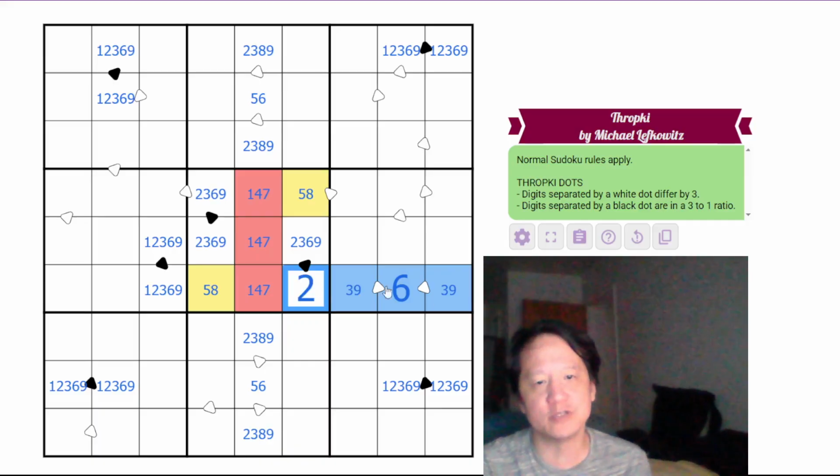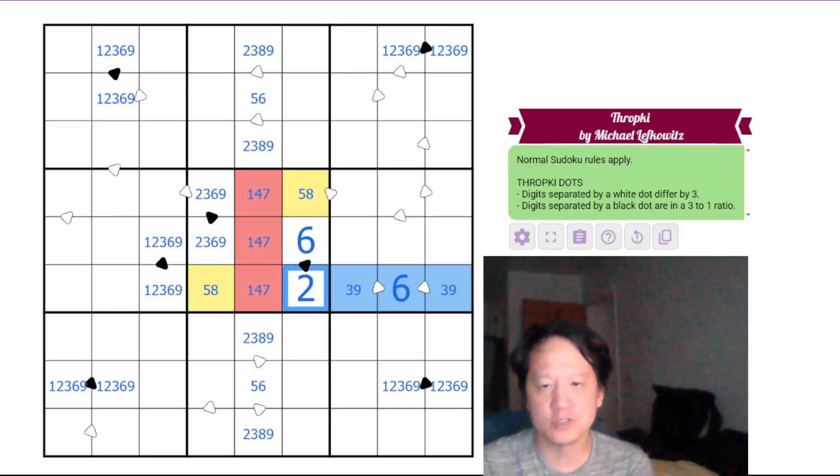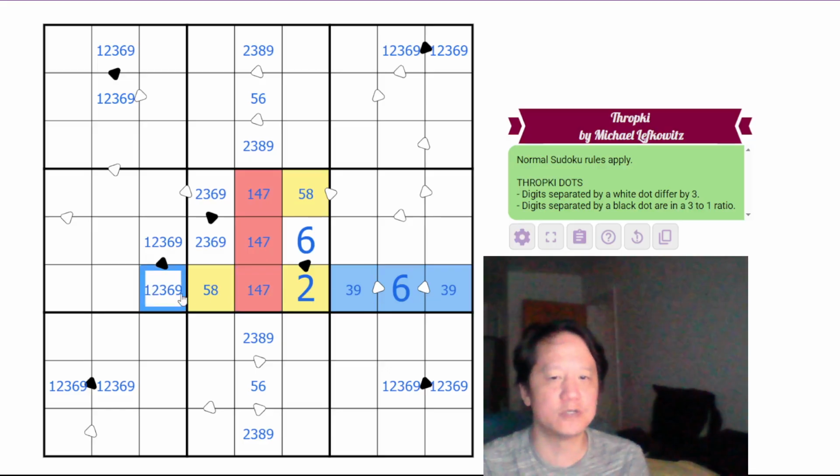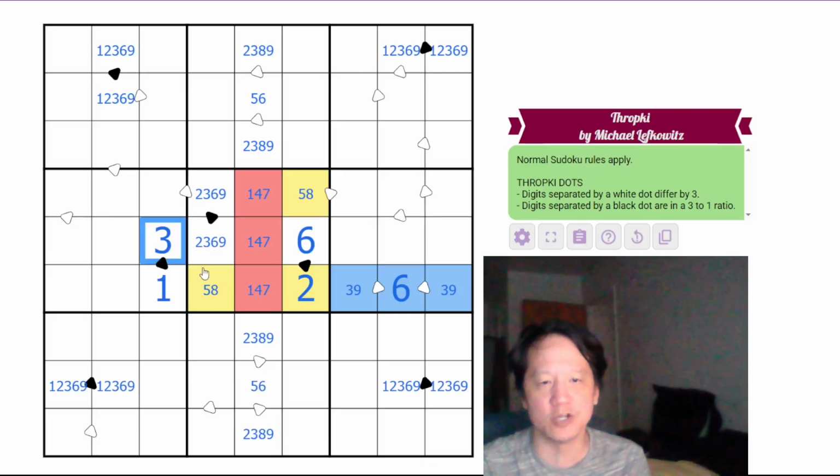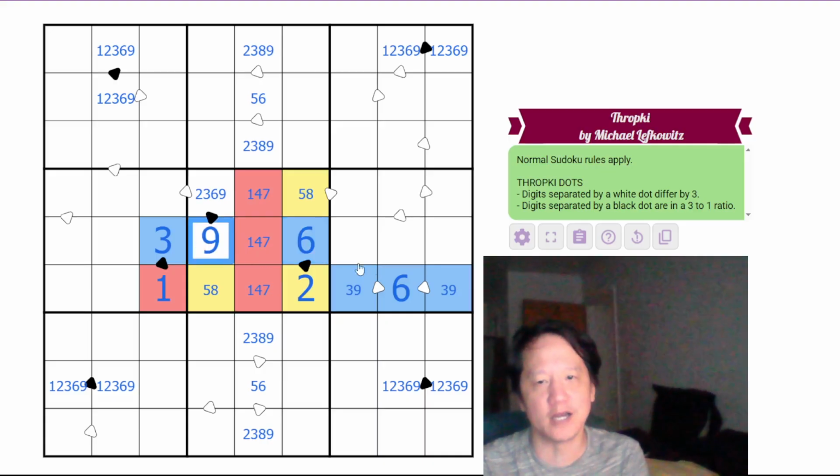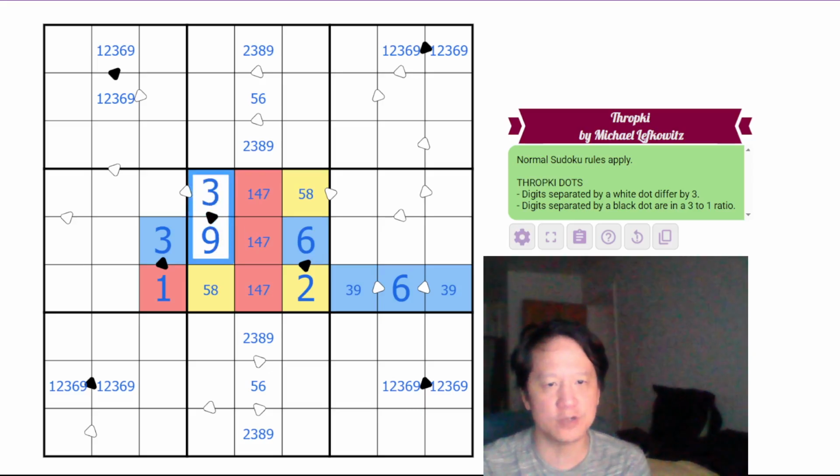So this must be not 3, 6, or 9. So this has to be 2 here, which is in a 1 to 3 ratio with 6. So this is 2, which is yellow. This can't be 2, 3, 6, or 9. It has to be 1, which is in a 1 to 3 ratio with 3. So this is red, this is blue. We have blue here. This can't be 3 or 6 or 2, so this is 9, which makes this 3 to be in a 1 to 3 ratio.